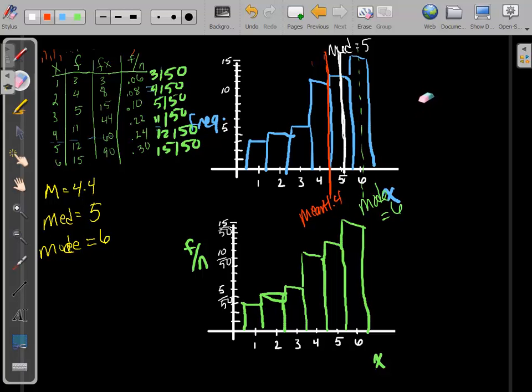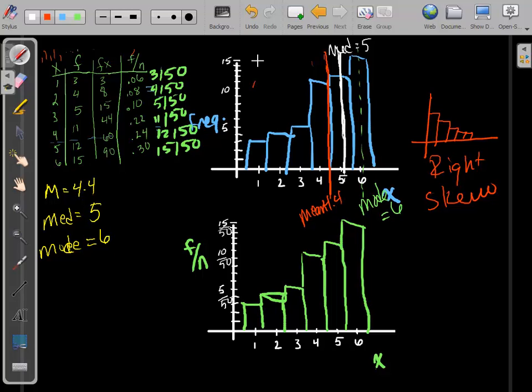So if the graph looked different, so something like this, you had your values descending like so, we would say, because here your shorter bars are on the right hand side of the graph, we'd say that this is skewed right. So this is, or sometimes we call it right skew, and this would be left skew.